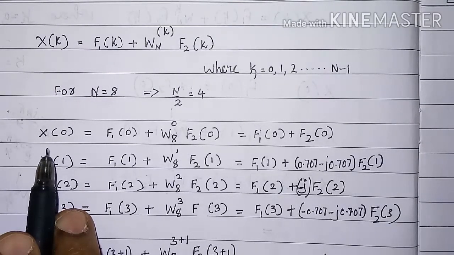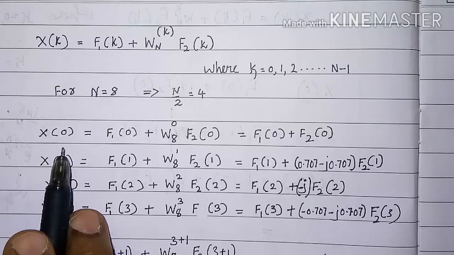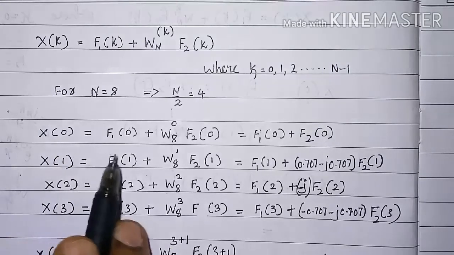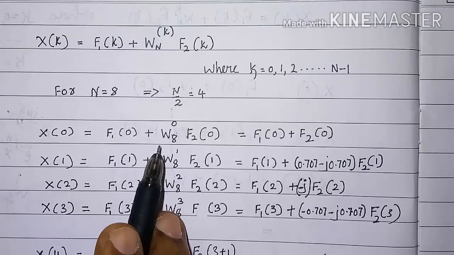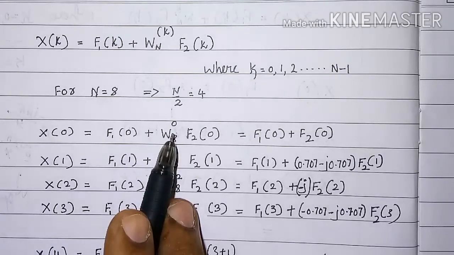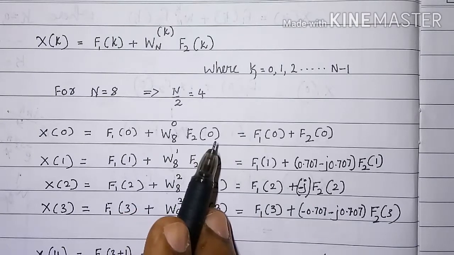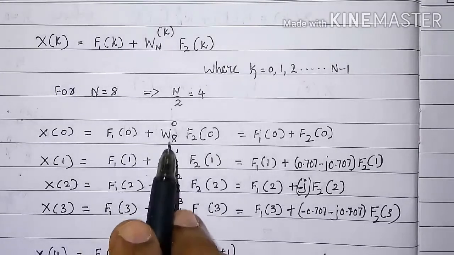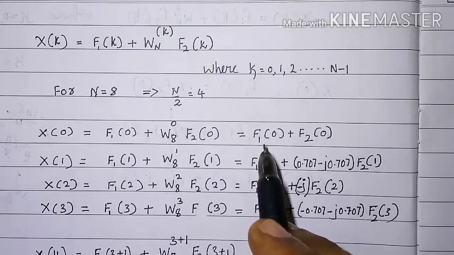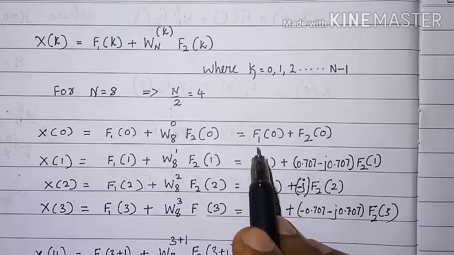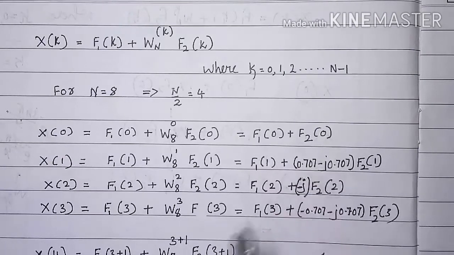That is, X of 0 equal to, we have to put now in place of k 0, F1 of 0 plus W8 raised to 0 into F2 of 0. W8 raised to 0 is 1. So we get X of 0 as F1 of 0 plus F2 of 0.